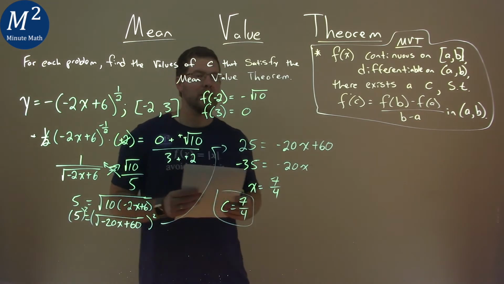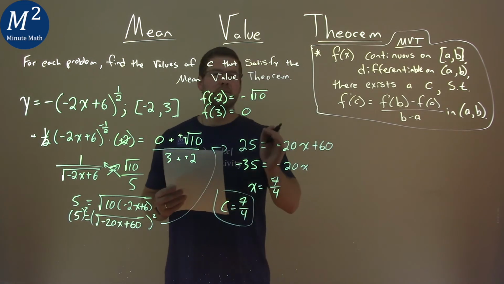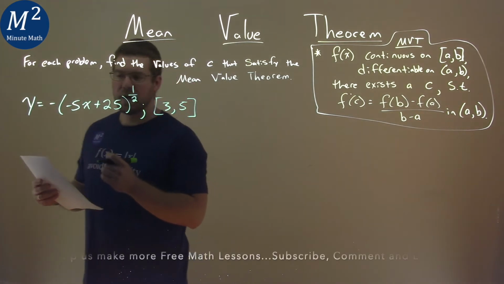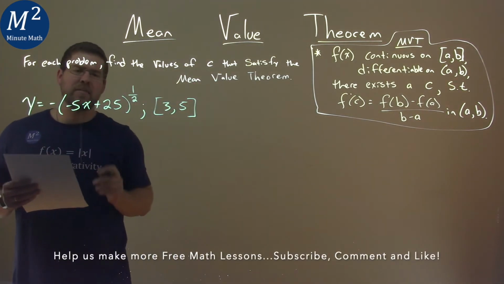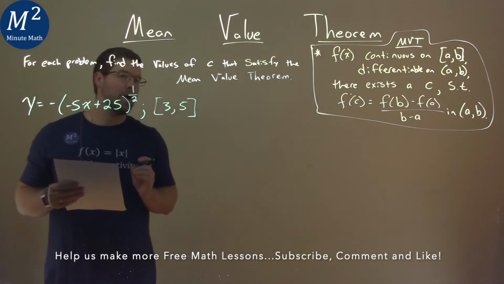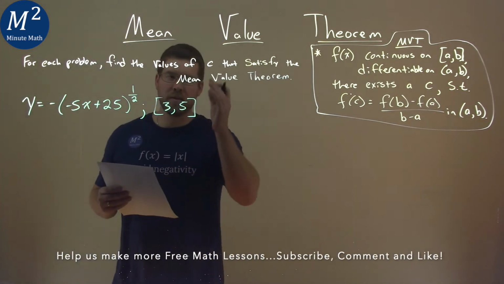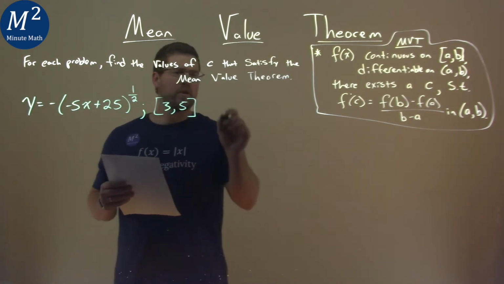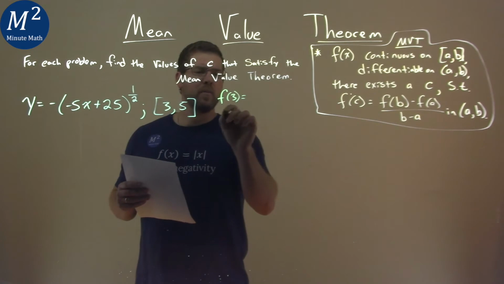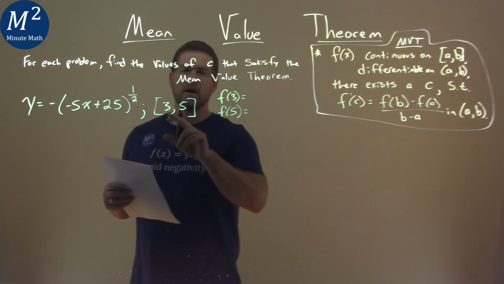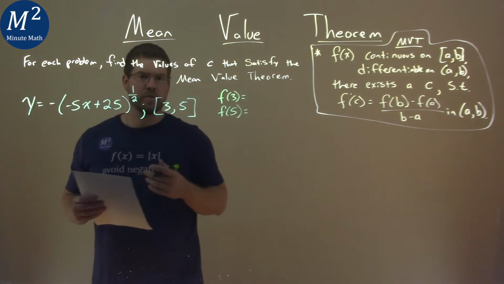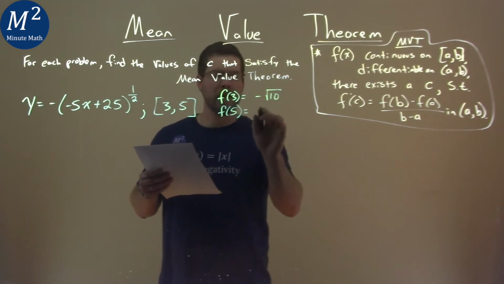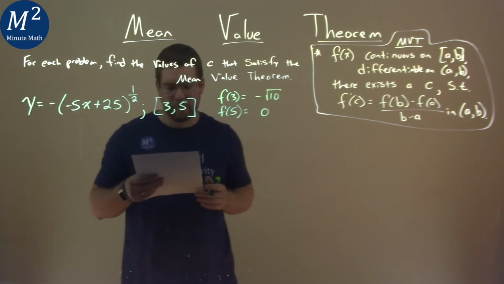This c value that equals 7/4 is the c value that satisfies the mean value theorem. Now I'm giving you this problem: y equals negative, and in parentheses, -5x plus 25, all to the 1/2 power. We want to find the values of c that satisfy the mean value theorem on our interval from 3 to 5. We first want to find f of 3 and f of 5, plugging those values into our original function. I found them for you. f of 3 is a negative square root of 10, and f of 5 is a 0.